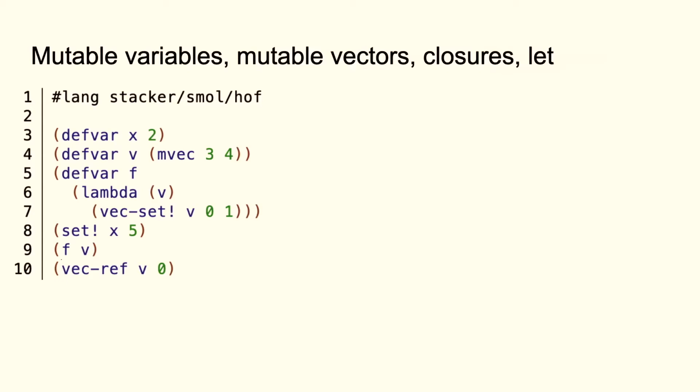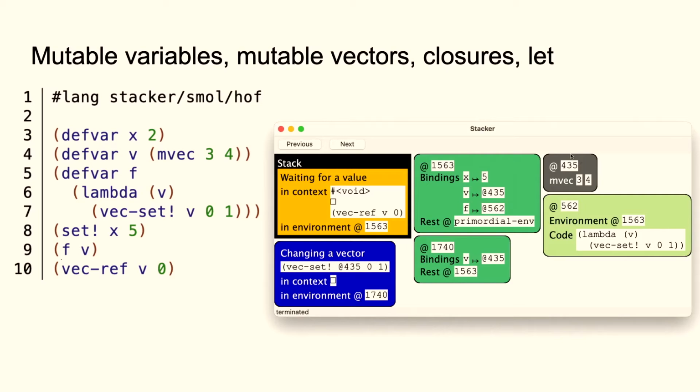The Stacker supports more than that. We also have mutable variables, mutable vectors, closures, and local binding forms such as let, let*, and letrec. This is a program that illustrates all the features that we support. You can also run this program in the Stacker, and you will see two new kinds of boxes. The top one in the very right column is a visualization of the vector, and below that, the light green box is a visualization of the closure.